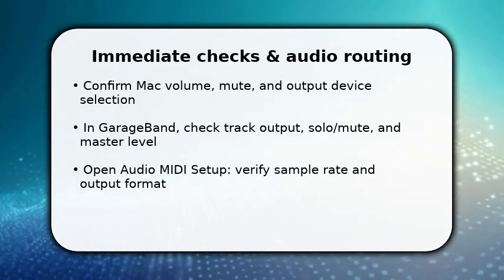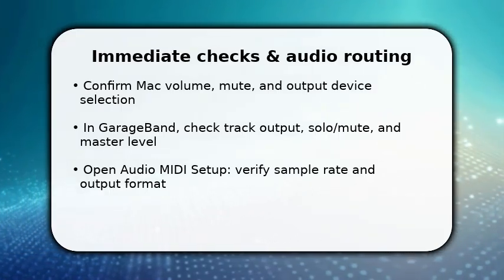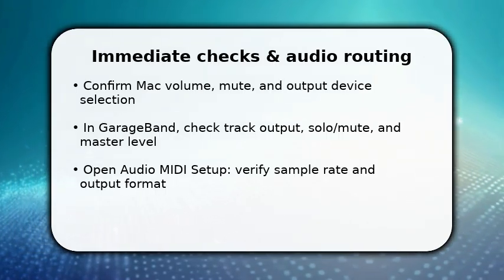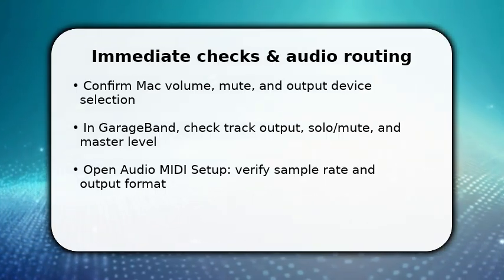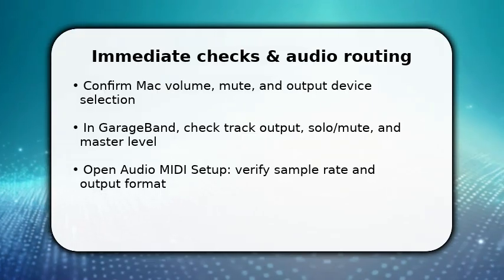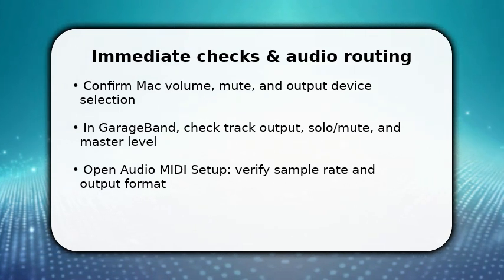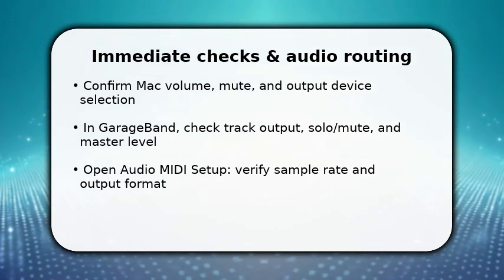Then, inside GarageBand, inspect the track. Ensure it's not muted, not soloing another track, and the track output routes to the master output. Finally, open Audio MIDI Setup to confirm sample rate and channel format match GarageBand. Mismatched rates can silence audio, so set both to the same value.